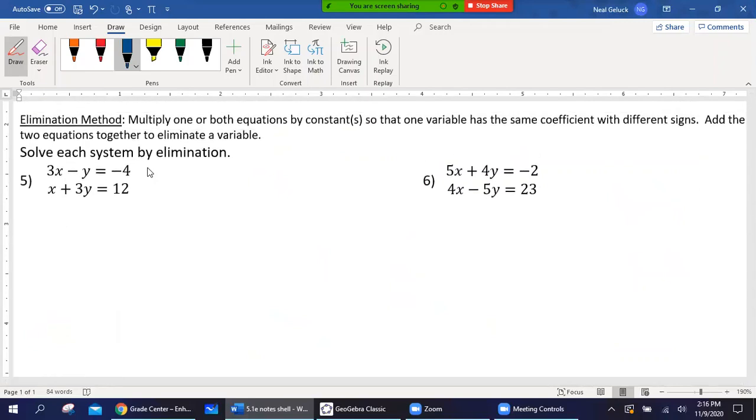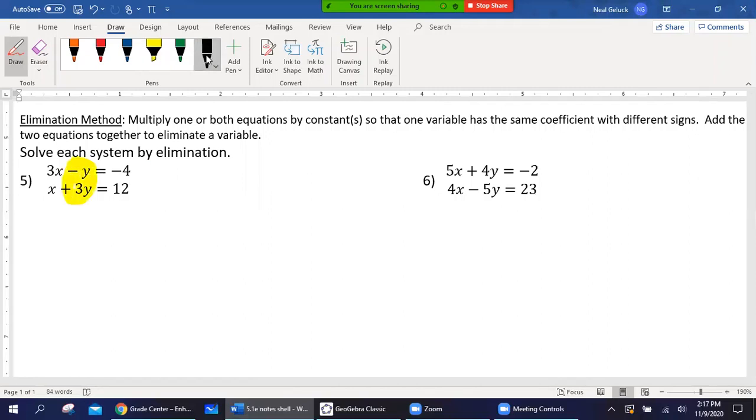For the last 3, we're going to do elimination method. So elimination method is where you may have to multiply one or both equations by some constants so that if you add the equations together, one of the variables will go away. And again, you've probably done this. It may have been a little while. And it's up to you which one you want to eliminate. But on the first one, it's going to be easier to eliminate the y's because they already have opposite signs.